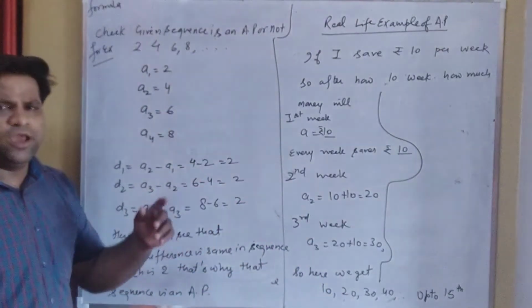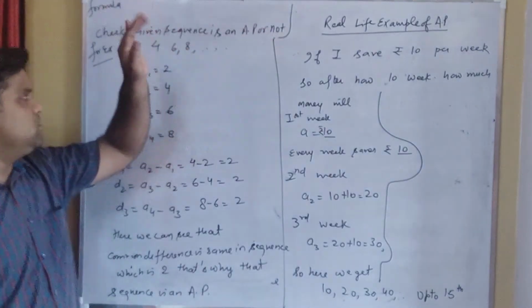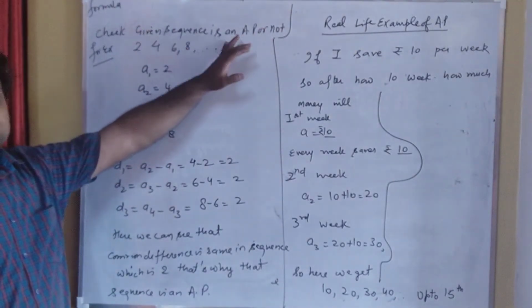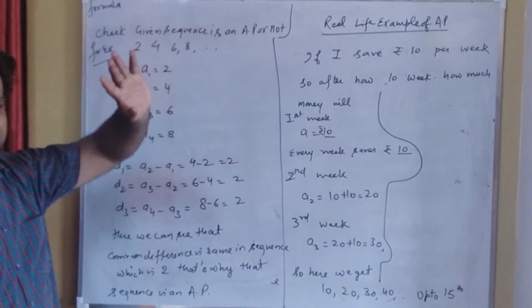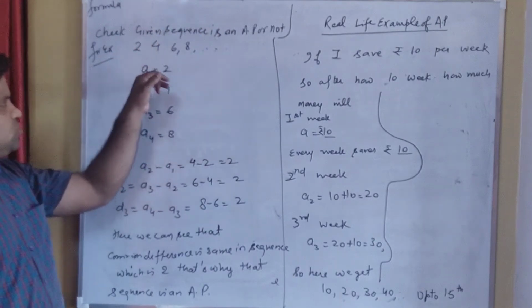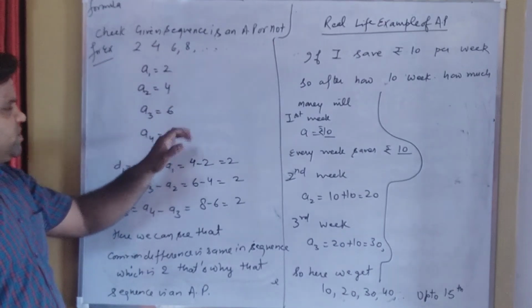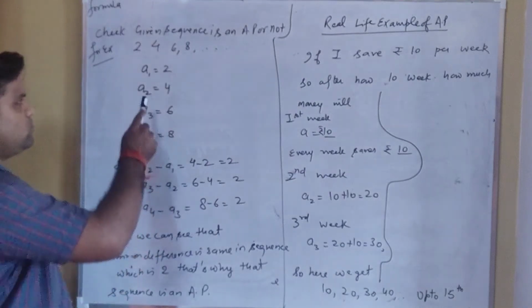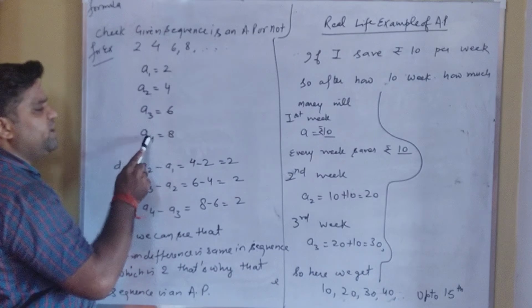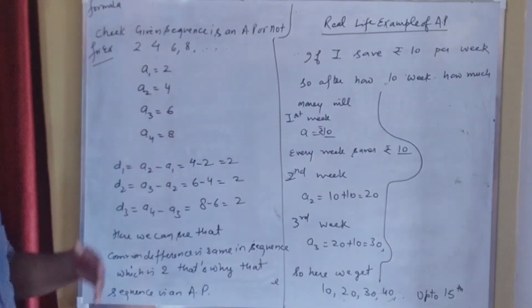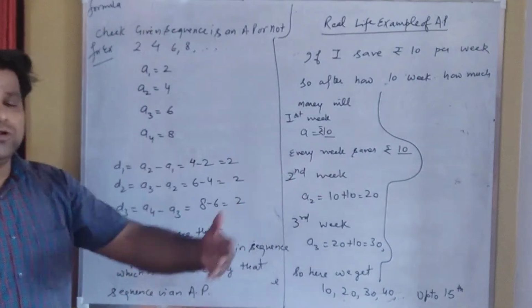For example, here one sequence is given. Check whether the given sequence is in AP or not: 2, 4, 6, 8. It's a sequence. As we have studied what a sequence is and what progressions are, here the first term is 2, second term is 4, third term is 6, fourth term is 8 and so on. We denote our first term as A1, second term as A2, A3, A4 and so on, up to An.